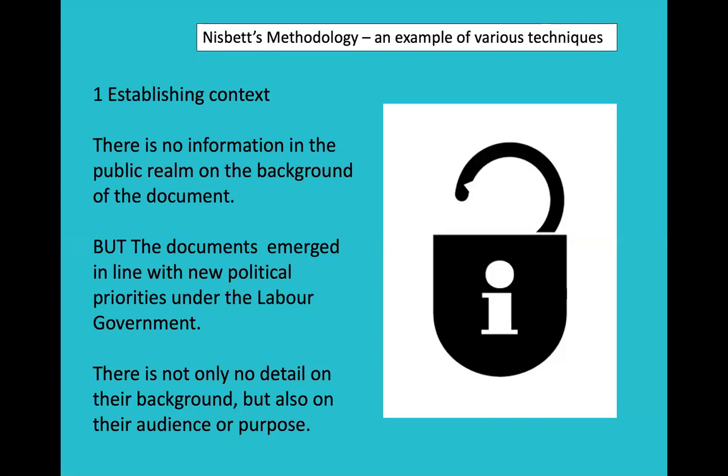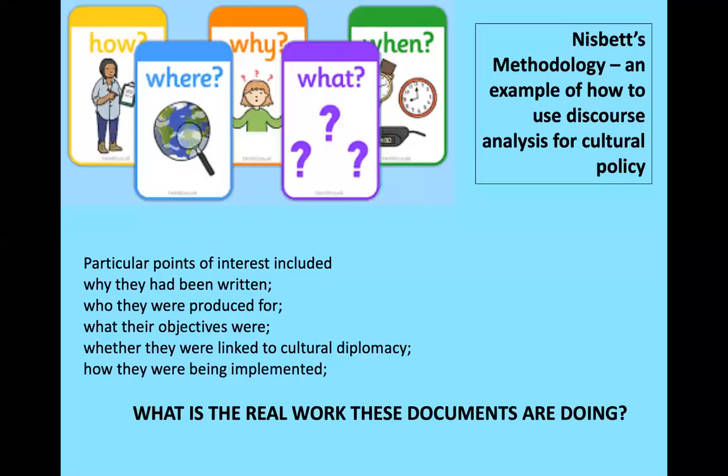Now, in Melissa's case, there was no information in the public realm on the background of the document she was analysing. But because these documents emerged in line with political priorities under the Labour government, she was able to guess and establish some kind of context that meant that she was able to analyse them in a particular way. But there is not only no detail on their background, but no detail on the purpose of these policy documents. So, particular points of interest included why they had been written, who they were produced for, what their objectives were, and whether they were linked to cultural diplomacy. Also, how were these ideas being implemented? What is the real work that these documents are doing?